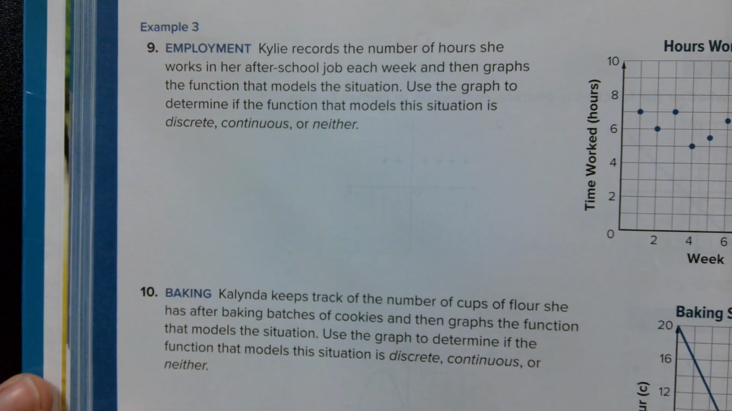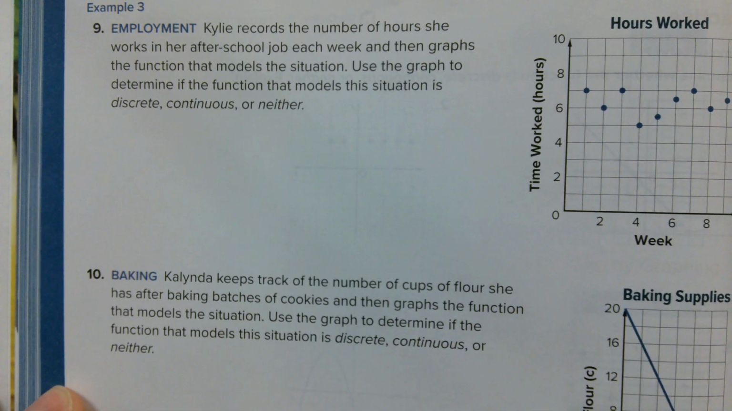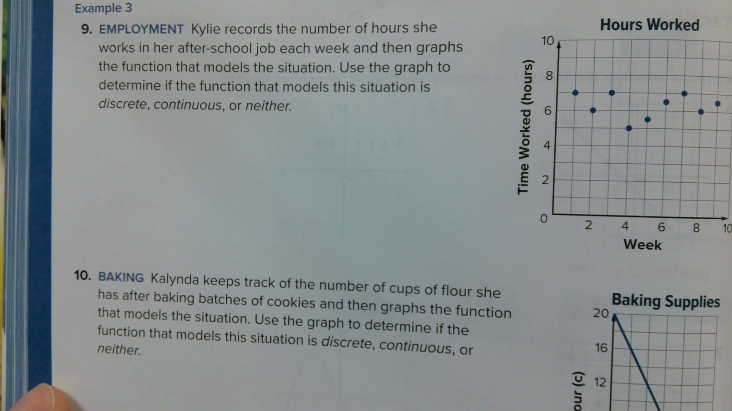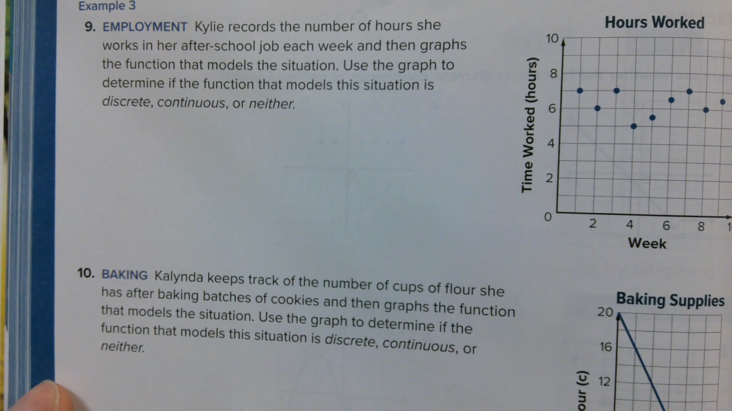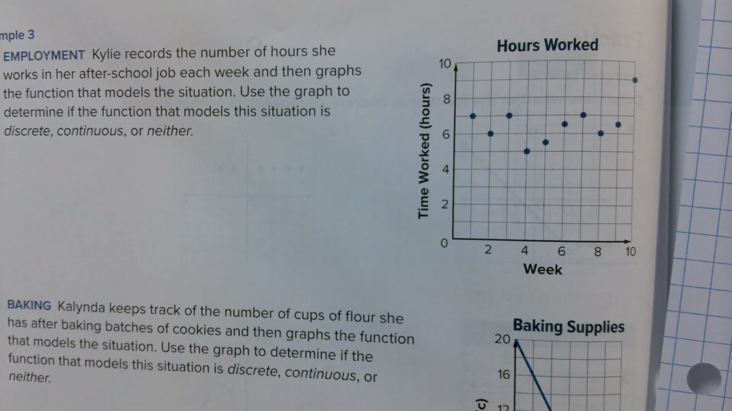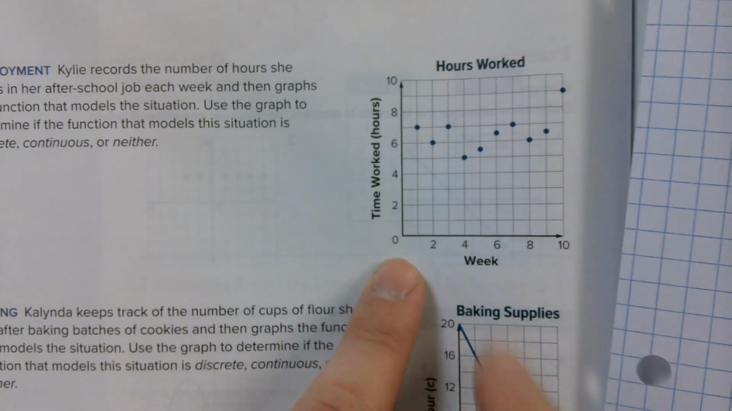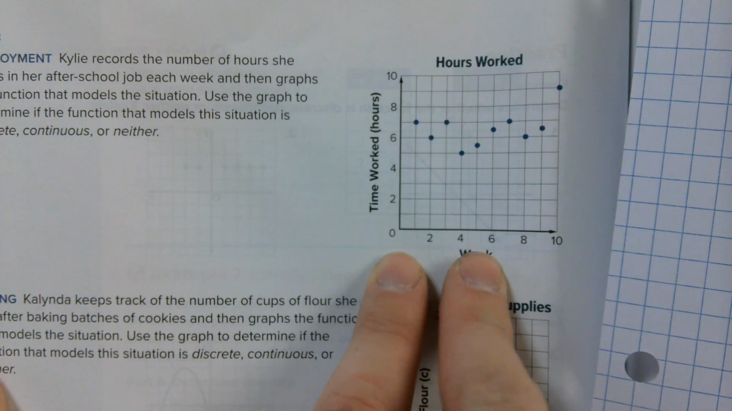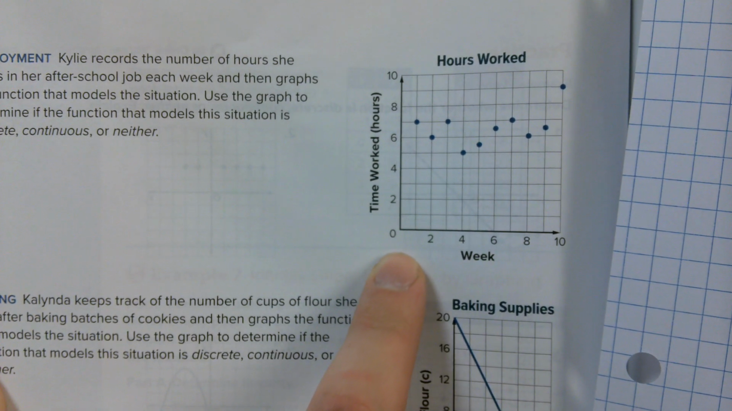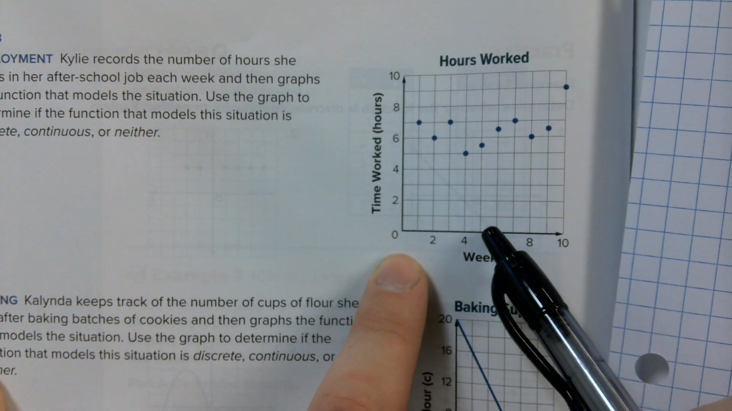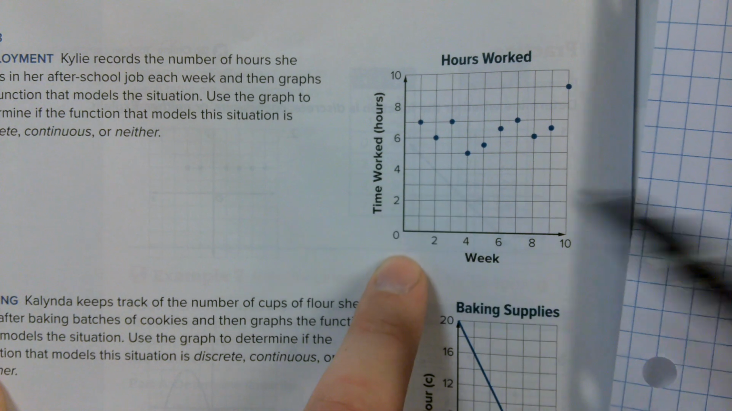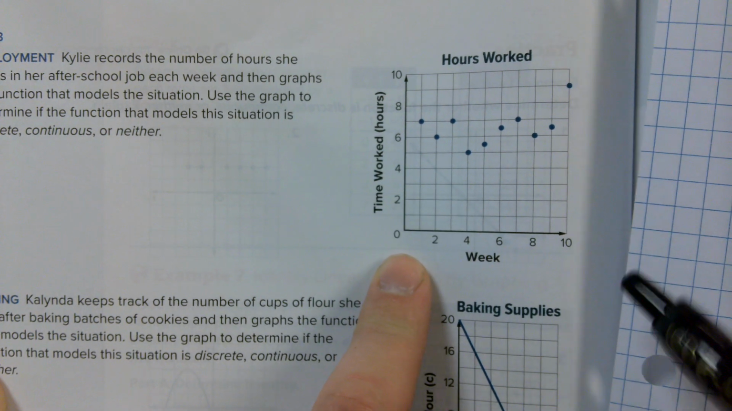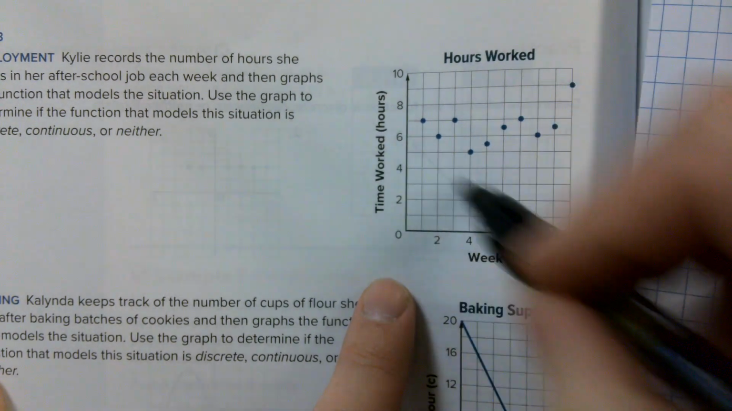Number 9, Kylie records the number of hours she works in her after-school job each week, graphs the function, models the situation, use the graph to determine if it is discrete, continuous, or neither. It's a long-winded way of saying it's exactly like numbers 1 through 7. What do we think for number 9? Absolutely, definitely going to be discrete, right? Each dot represents a day, right? So we're not going to connect those days.